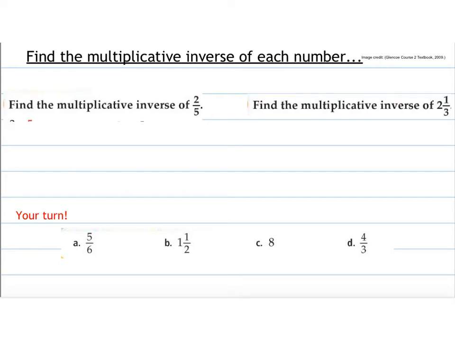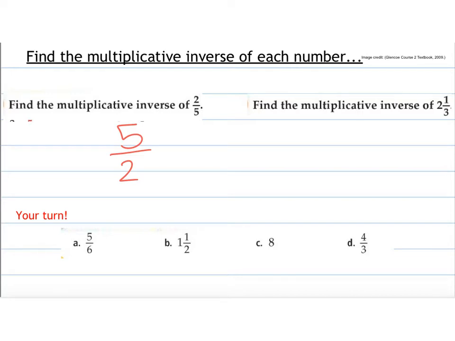So the first thing that I want you to do here is we're going to practice finding the multiplicative inverse. So all that we're doing is we're taking fractions and we are flipping them. So if we have 2/5, the multiplicative inverse of that would be 5/2. We took the fraction and flipped it, changing the numerator and the denominator.